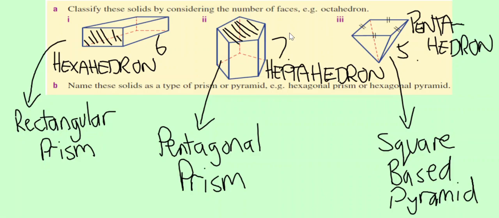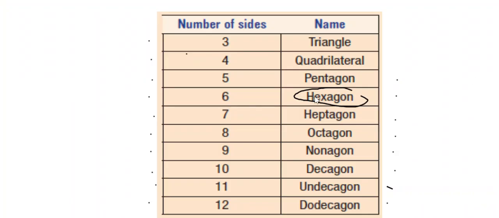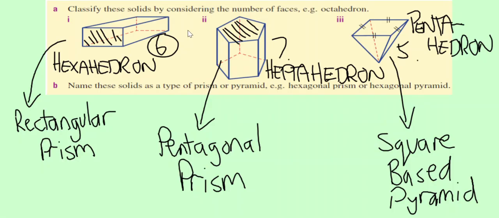So hopefully you said this one because it's got 6 faces. So it's got 6 faces, 2 at the top, 2 at the sides, 2 at the ends. That's going to be a hexahedron. 6 faces being a hexahedron. Next one, you should have counted 7 faces. So we've got 2 at the back, 3 at the front, that's 5, plus the top and bottom, that's 7.